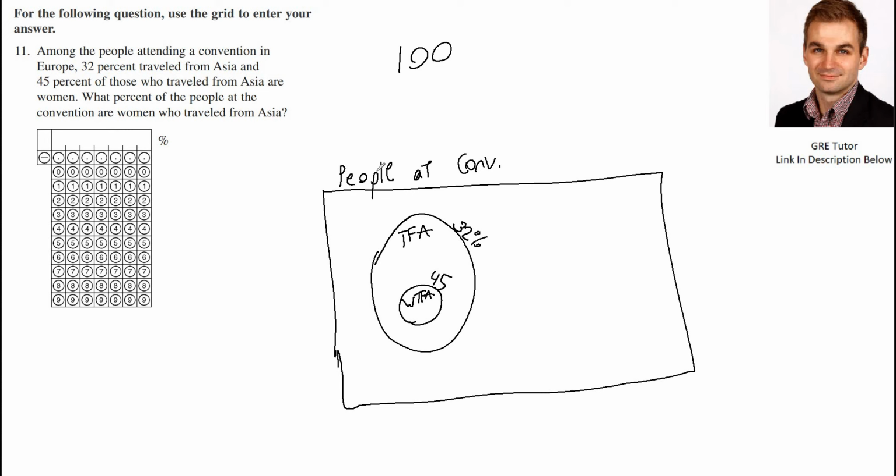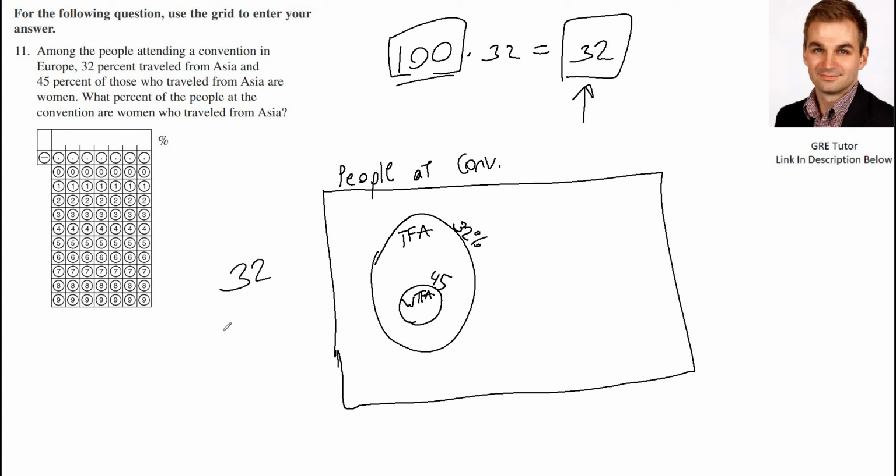Alright? Now, if there's 100 people at the convention, and 32% of them are traveling from Asia, then that means 100 times 32%, or 100 times 0.32, which is equal to 32 people traveled from Asia. So of the 100 people, 32 traveled from Asia. Alright, so that's good, you've gotten down that far. And now you want to know what percentage of the people who traveled from Asia are women. Well, you know 45% of them are. So take 32, multiply it by 0.45, that's 45% just turned into a decimal.